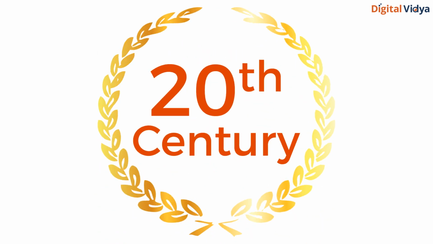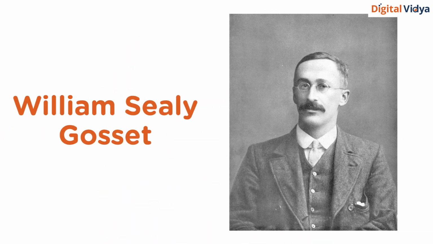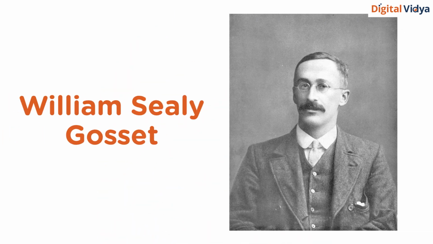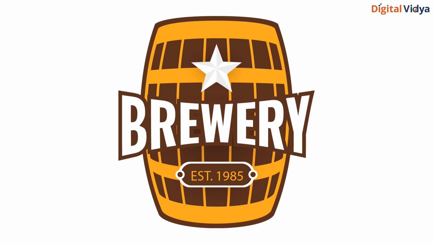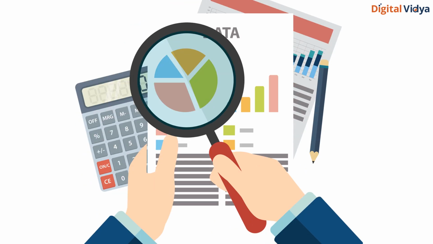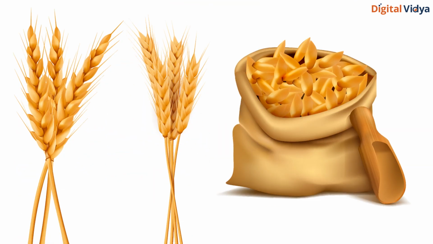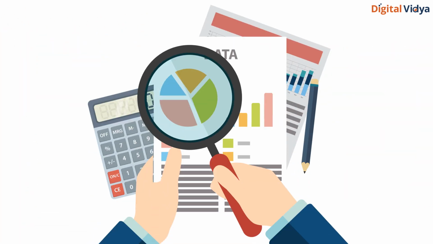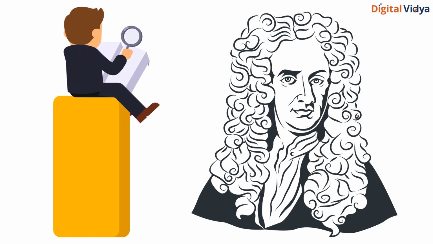Talking about the 20th century, statistician William Sealy Gosset, who was working in a brewery, applied his statistical knowledge to select the best yielding varieties of barley. All such types of statistical methods stayed with the mathematicians and statisticians till the mid-century.